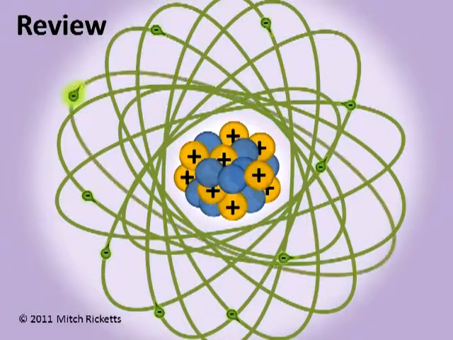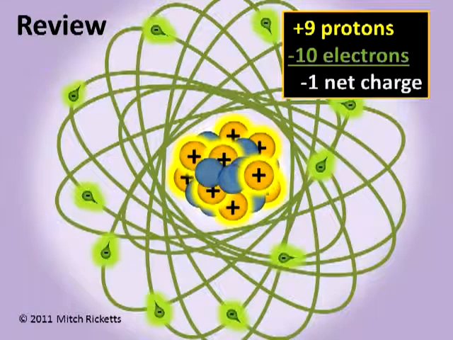Sometimes an atom gains an electron. In this case, the atom has more electrons than protons. The extra electron gives the atom an overall negative charge. This type of atom is known as a negative ion.